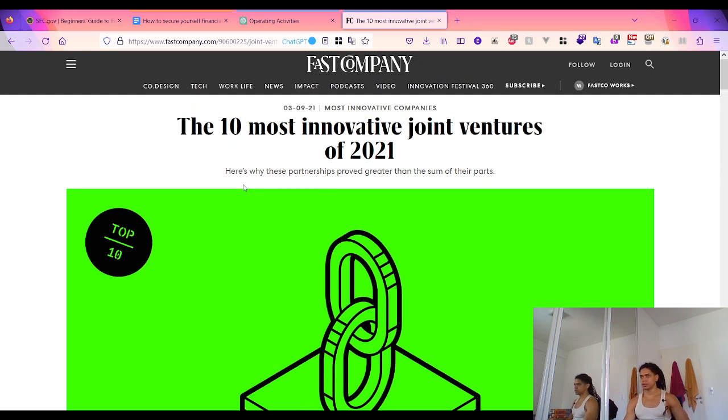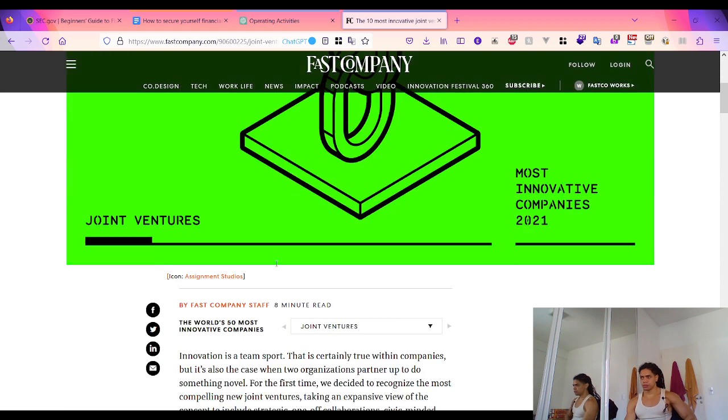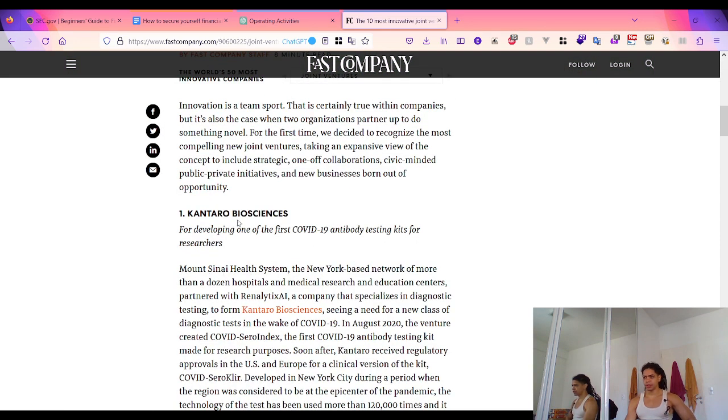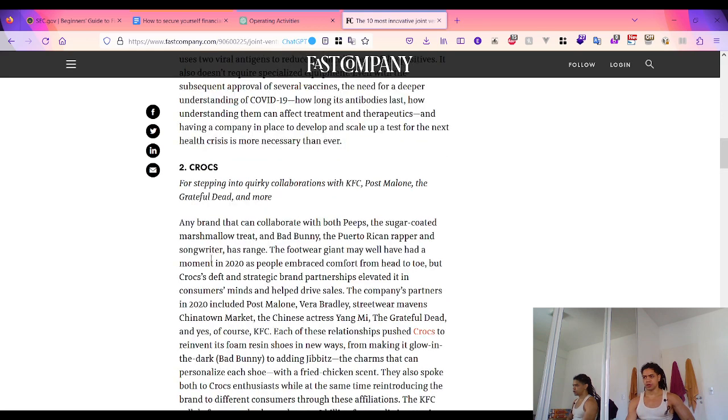Okay, the 10 most innovative joint ventures. Cantaro Bioscience for developing one of the first COVID-19 antibodies testing kit for research. Crocs for stepping into quirky collaboration with Cafe C, Post Malone, The Grateful Dead, and more.